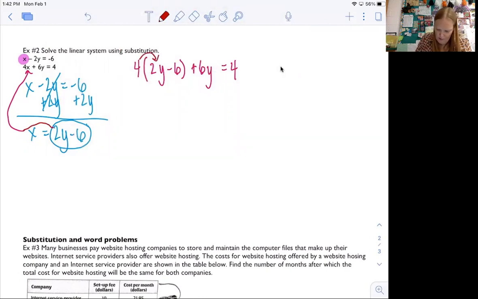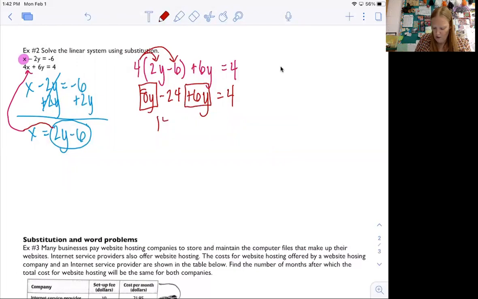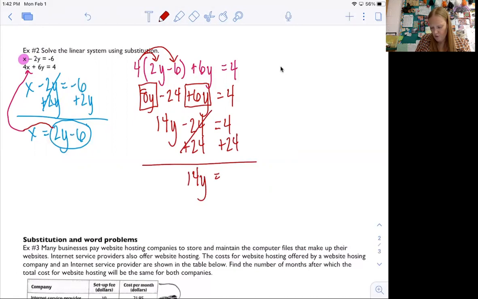So 4 times 2y, 8y. 4 times -6, minus 24, plus 6y equals 4. Combine like terms. This 8y is going to add to this 6y because it's a plus 6y. So it gives me 14y minus 24 equals 4. Now I'm ready to solve. So I'm going to add 24 to both sides. And I get 14y equals 28. Ooh, I like what I'm getting because 28 is divisible by 14, which means I'm going to get a whole number. Yay. And y equals 2.